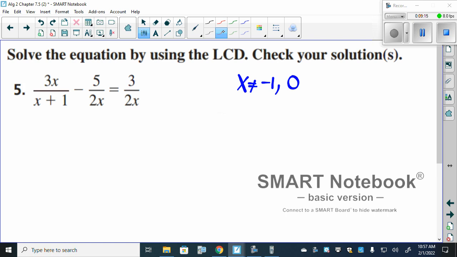Now we need to multiply each of these terms by something so that the denominators simplify out. So what would we use to multiply? We would use the 2x for sure and the x plus 1. I like writing next to it because if we don't have to rewrite the whole problem again, I'd prefer not to.